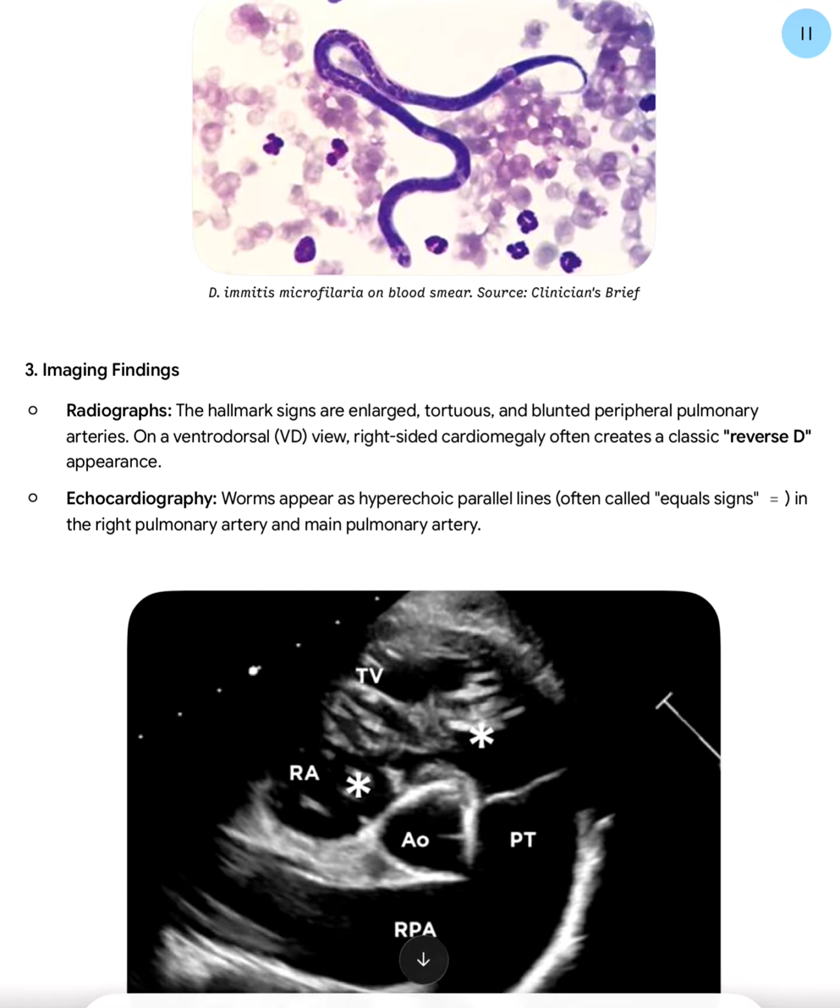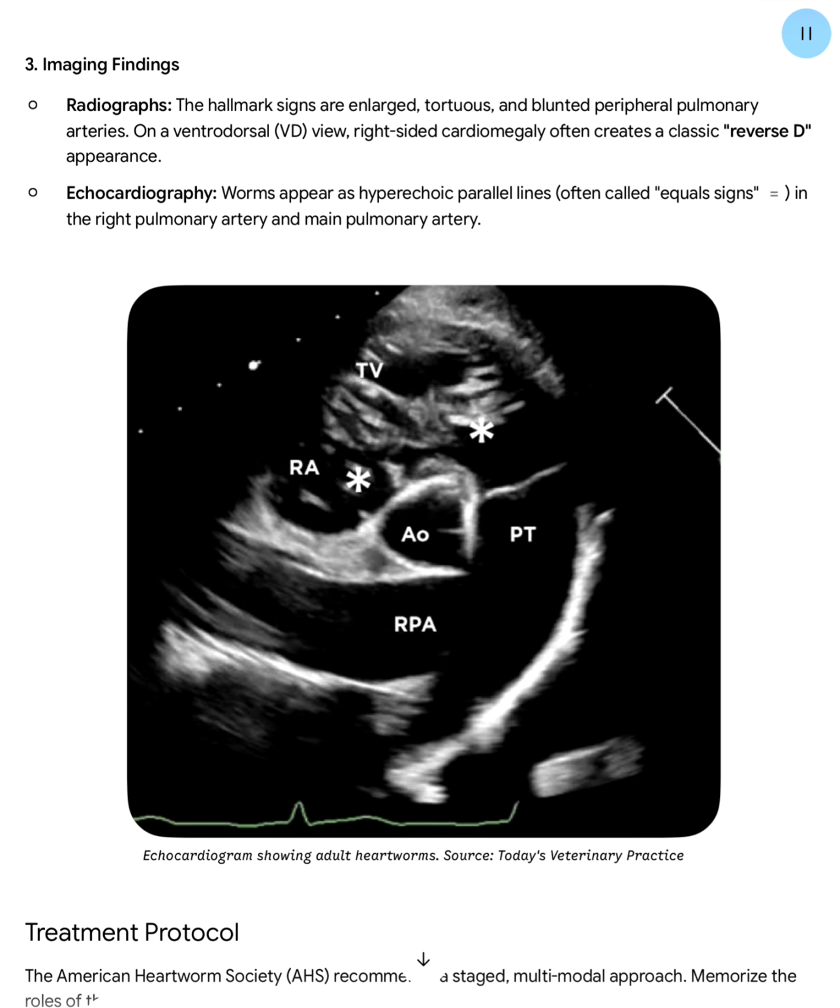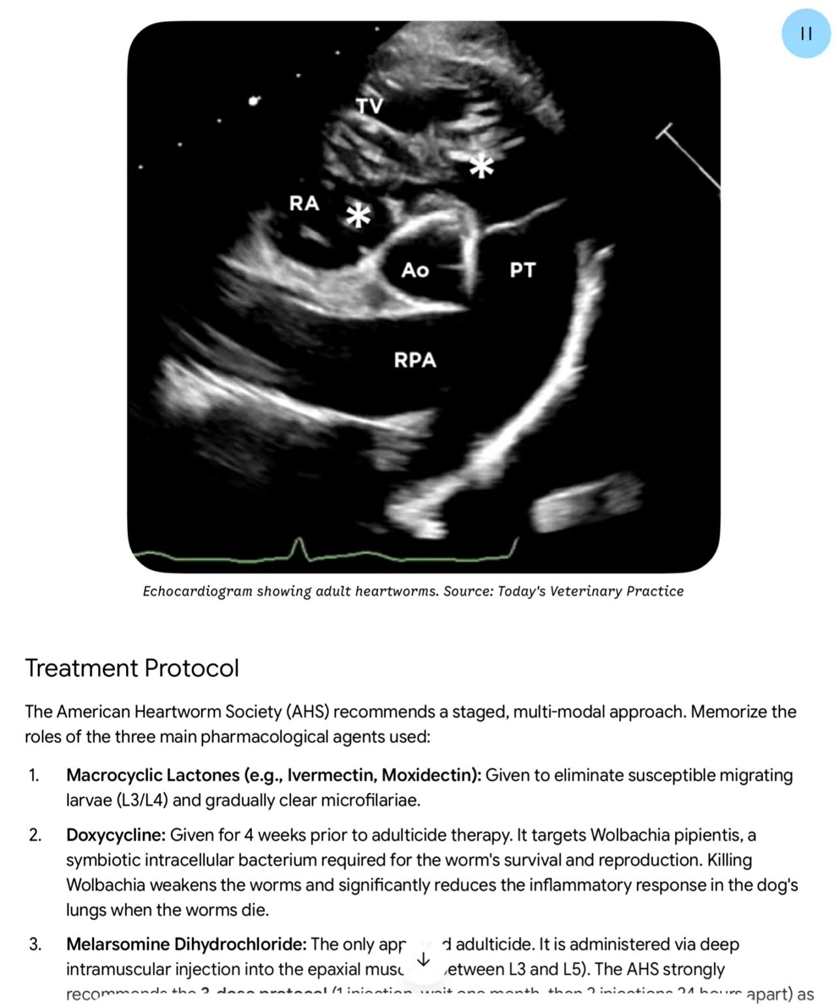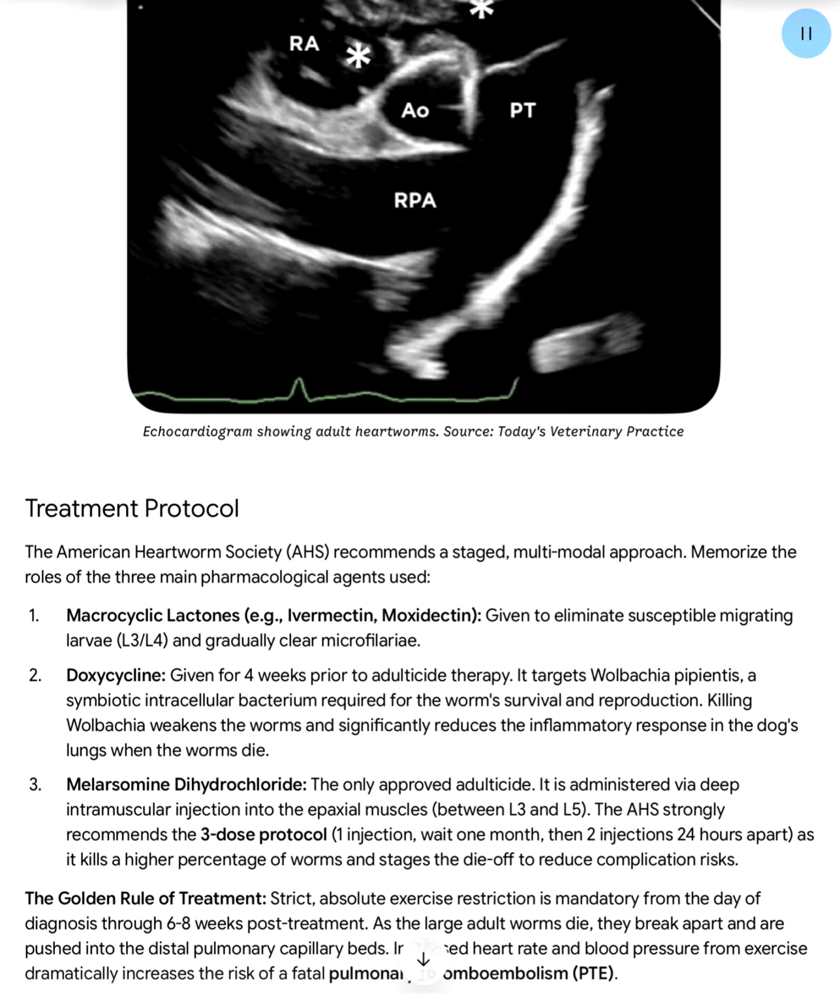3. Imaging findings. Radiographs. The hallmark signs are enlarged, tortuous, and blunted peripheral pulmonary arteries. On a ventrodorsal (VD) view, right-sided cardiomegaly often creates a classic reverse D appearance. Echocardiography. Worms appear as hyperechoic parallel lines, often called equal signs, or smiley face in the right pulmonary artery and main pulmonary artery. Treatment protocol. The American Heartworm Society, AHS, recommends a staged, multimodal approach.